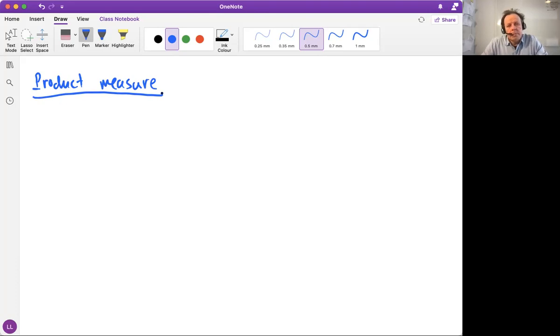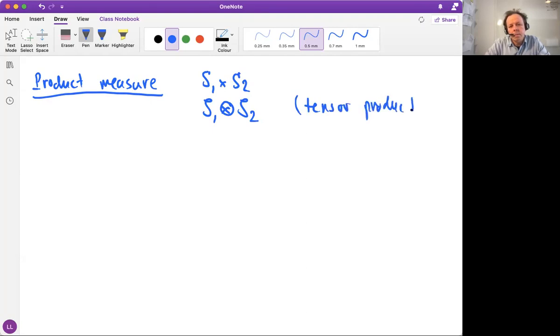We are ready to speak about product measures. We know now how to construct a Cartesian product of two sets, and we know how to construct a product of sigma algebras. Some people call this a tensor product, if you like to be fancy with algebra.